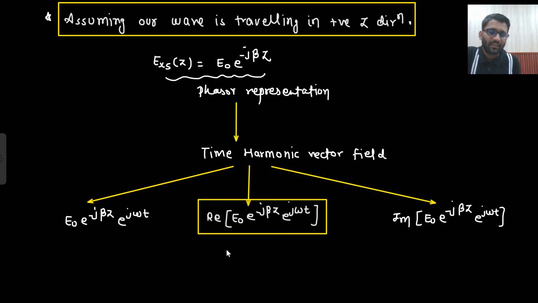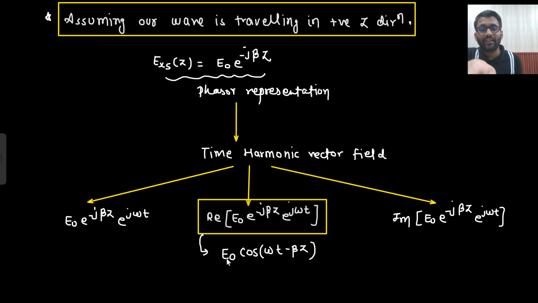So what is the answer? E naught cos omega t minus beta z. Right? Real part of e to the power minus j beta z, e to the power j omega t. This we have already seen, right? This will be the answer: cos omega t minus beta z. In some problems, they can give sinusoid as well. In some problems, they can give exponential as well. So don't get confused there. We can have three possible answers, and we are taking the real one.